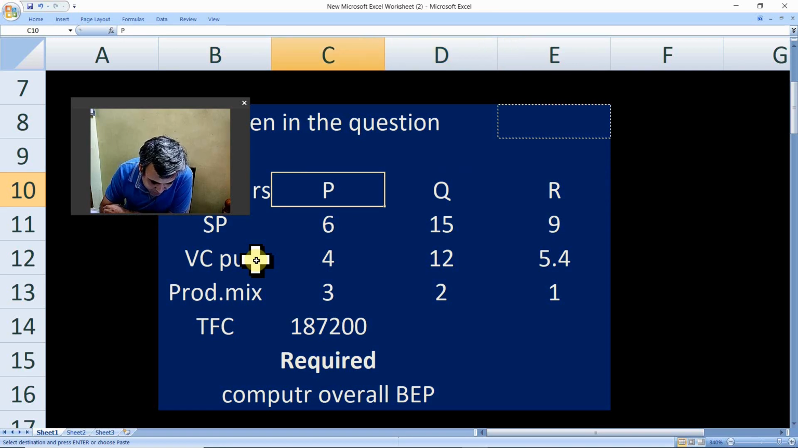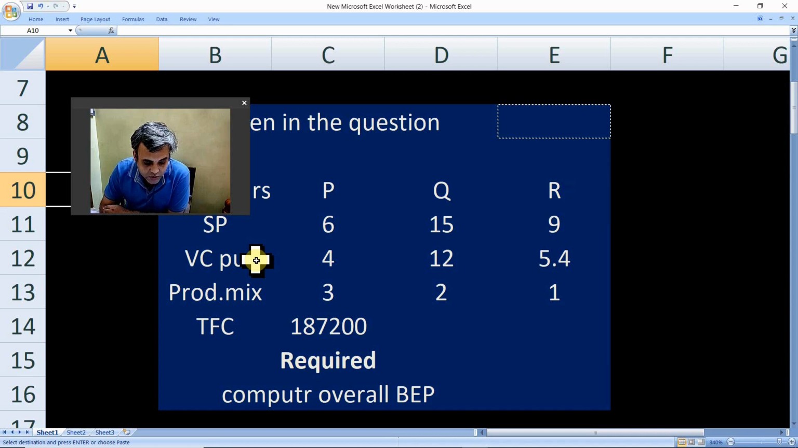Information about which is given below. Shall we? Now, kindly note down. Selling price: P is 6, Q is 15, R is 9. Variable cost: 4, 12, 5.4.